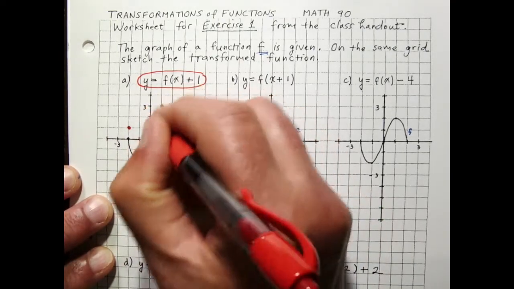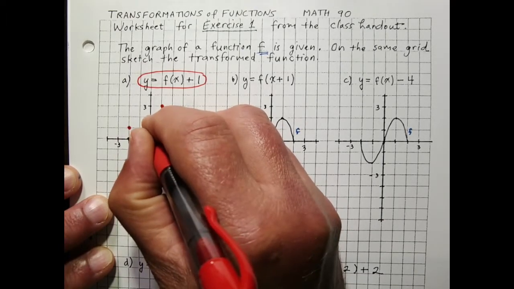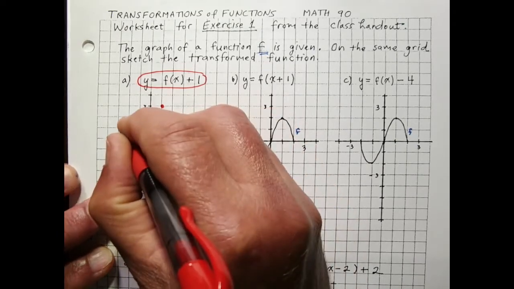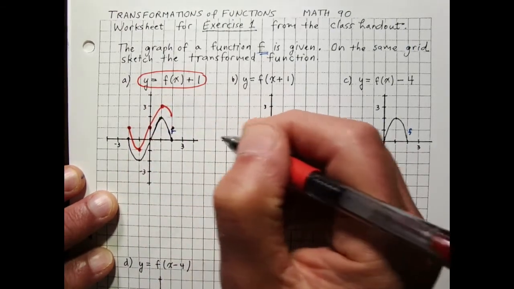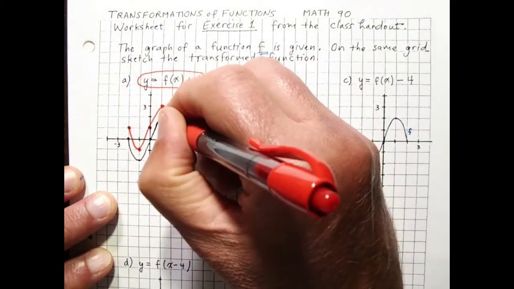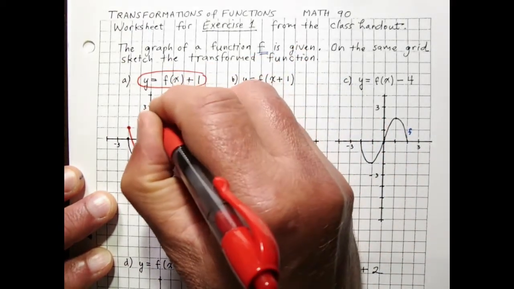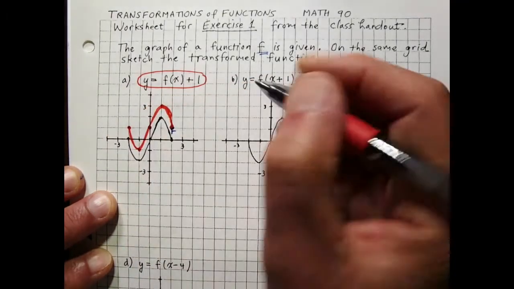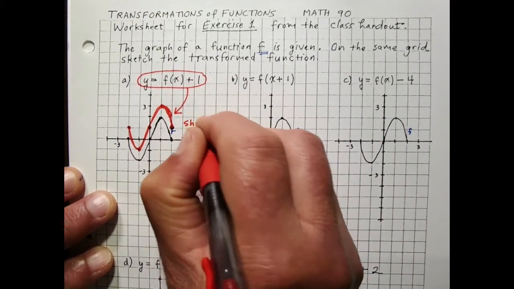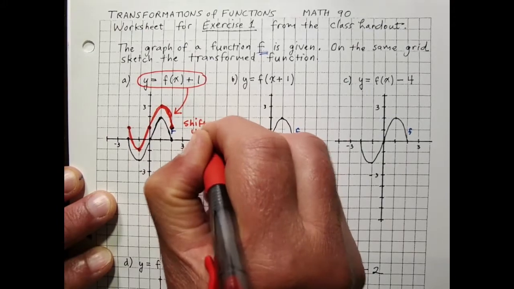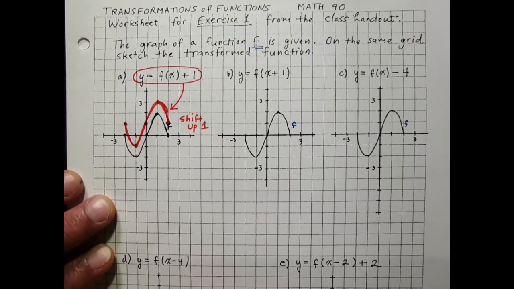This one will go up 1. This point down here, go up 1. This 0, 0 point will shift up 1. This point up 1. And I'd get a new graph in this position. Sorry, that's the point there. So that's the new graph. We shift up 1 unit to get f of x plus 1. Okay. Now let's do part B.